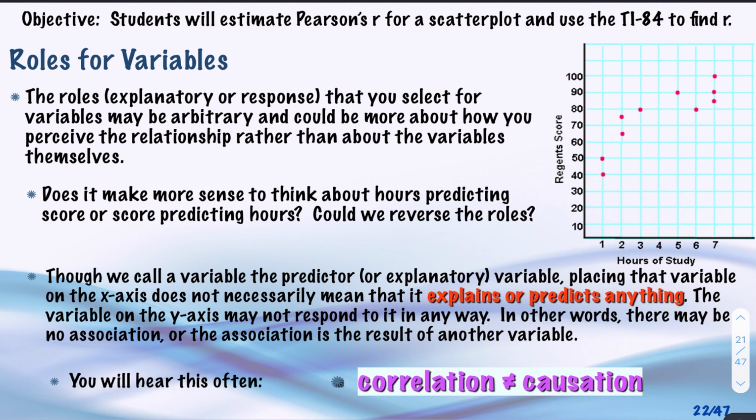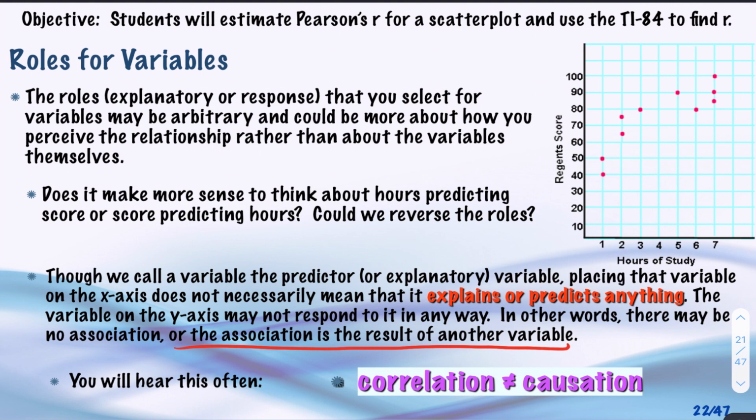Though we call a variable the predictor, or the explanatory variable, placing that variable on the x-axis does not necessarily mean that it explains or predicts anything. Those are just the terms we use in order to talk about like things. The variable on the y-axis may not respond to it anyway. So in other words, there may be no association, or the association may be the result of another variable. Like there could be other things going on.